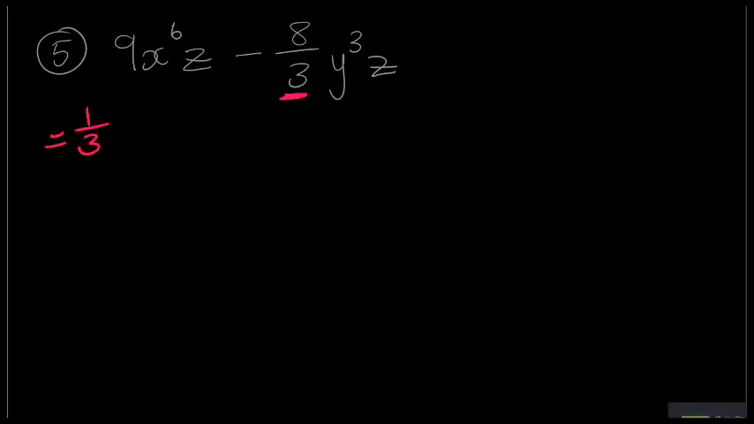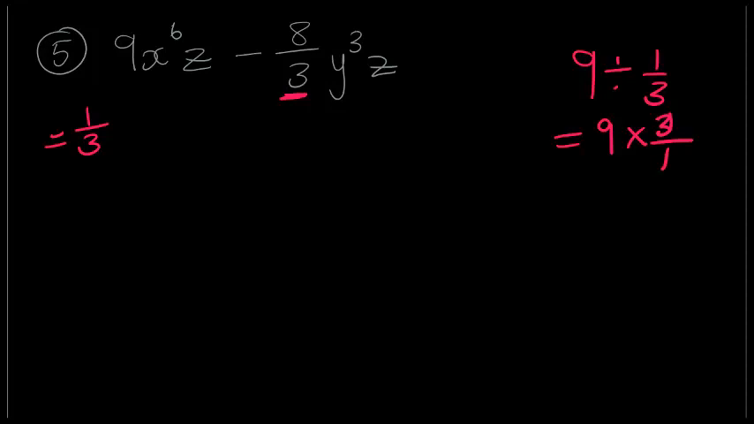So let's look at our first one. If I take out 1 over 3 from 9, it's going to be 9 divided by 1 over 3. And to divide by a fraction, I multiply by the reciprocal, which is 3 over 1. And that gives me 9 times 3, which is 27. And 27 is a perfect cube. So I have 27 over there. Hold on, but I'm not done.